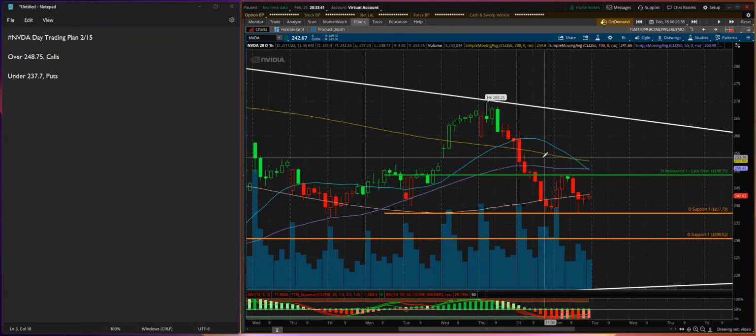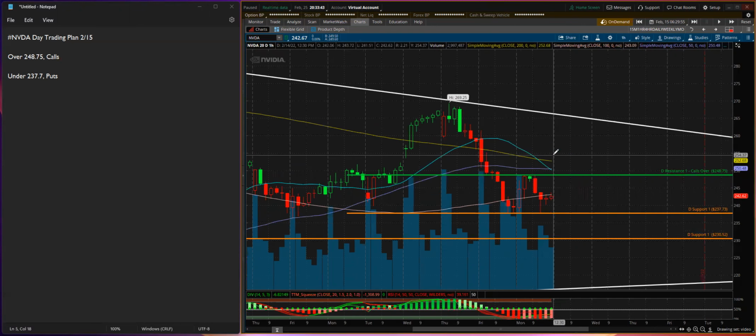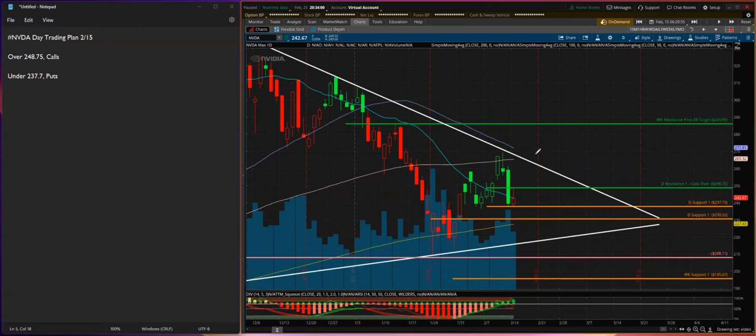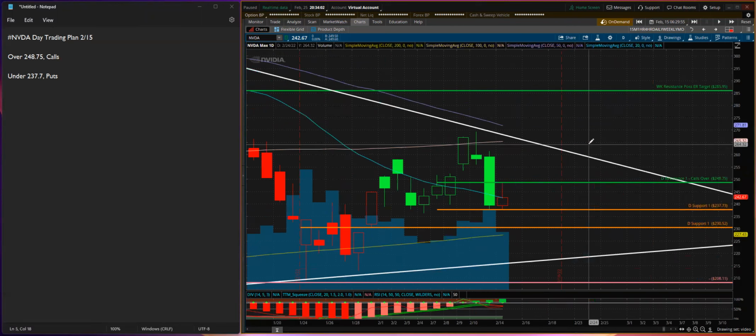we get a rejection in any of these levels right here. So possible targets right here over 248.75. It could be around 255. It could be at 260, or it could be at 270. So 255, 260, 270. So now let's go over here on a daily chart and see what is around those levels right here. So we have a 261.60 right here, and then we also have a 265.